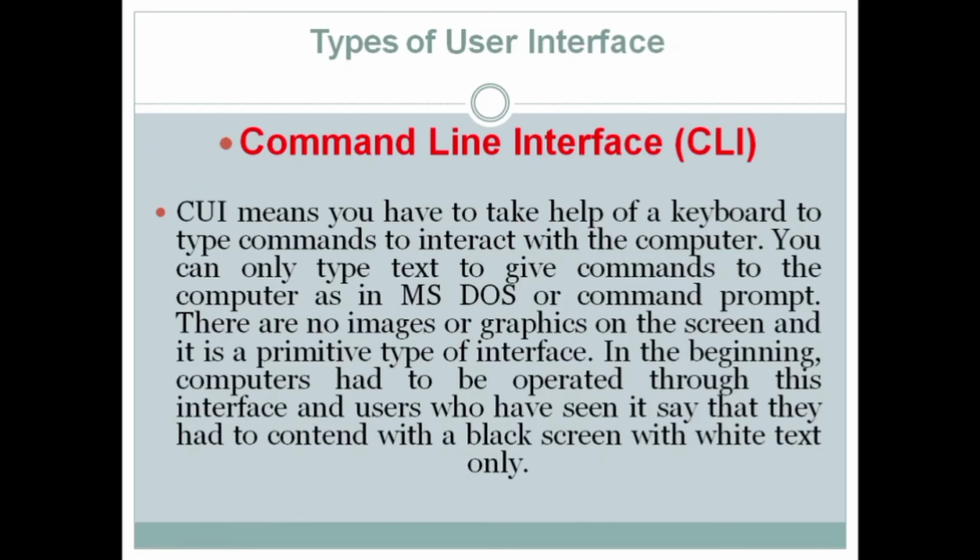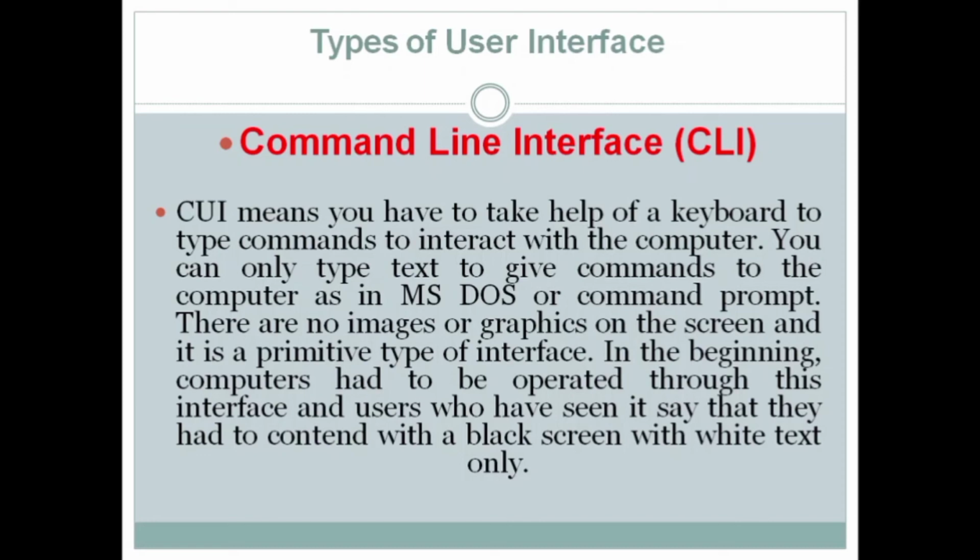Now, types of user interface. The operating system uses two types of interface. Number first, the CUI, command line interface, or command line user interface, and the second one is GUI. So first, here we will discuss the CLI, command line interface, or CUI. CUI means you have to take the help of a keyboard to type commands to interact with the computer. Means here only a console, a black screen or a blue screen, is available on your screen.